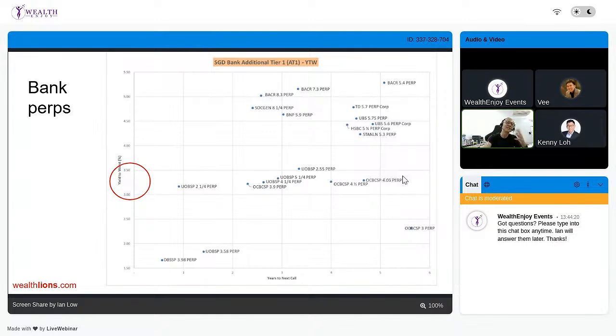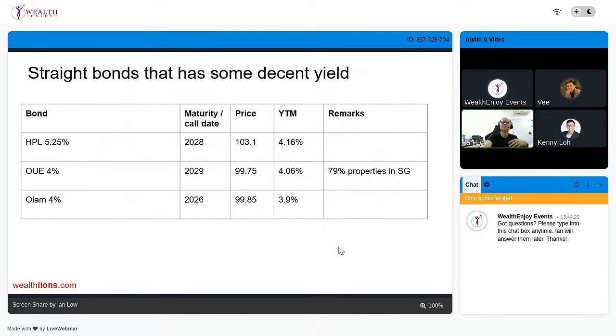Go back, take a look. If you like to buy these perps at these yields, I put them down here for your consideration. But to me, nothing really interesting. I would rather keep my money as a war chest for a market crash than buy a bank perp at this point. That is my opinion. These are some interesting bonds I've highlighted. If you are happy with about 4%, there are some bonds that may be interesting, but nothing fantastic. So I will move on.